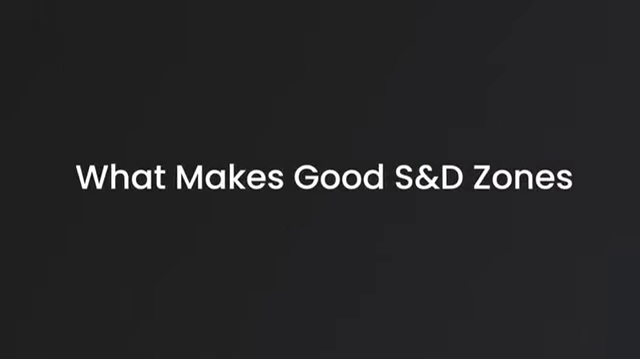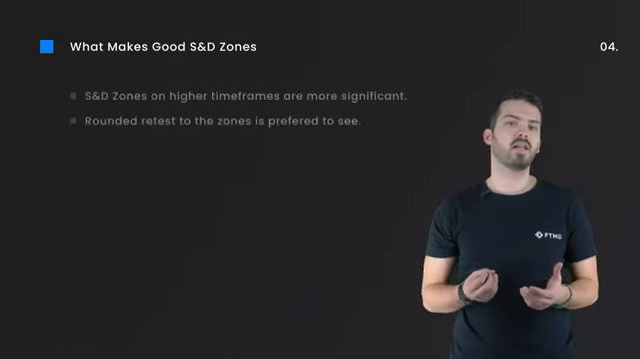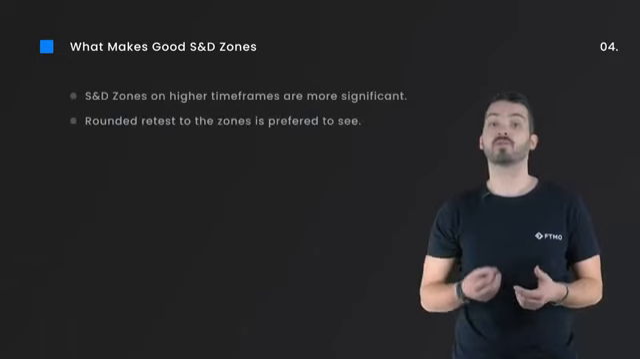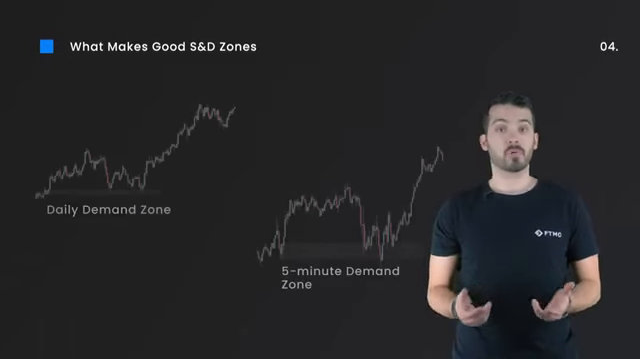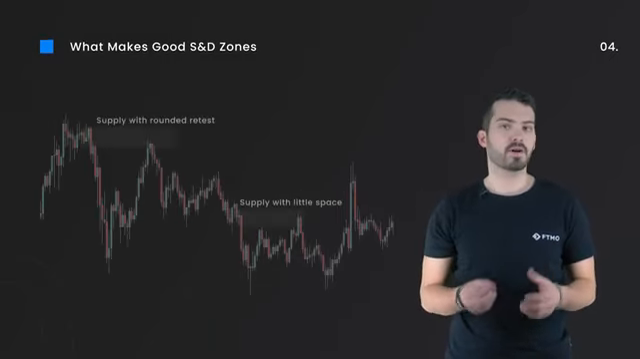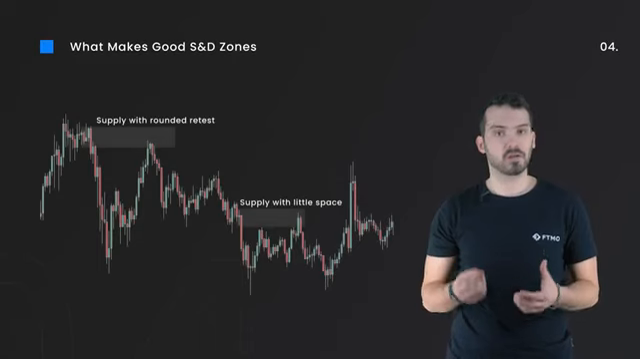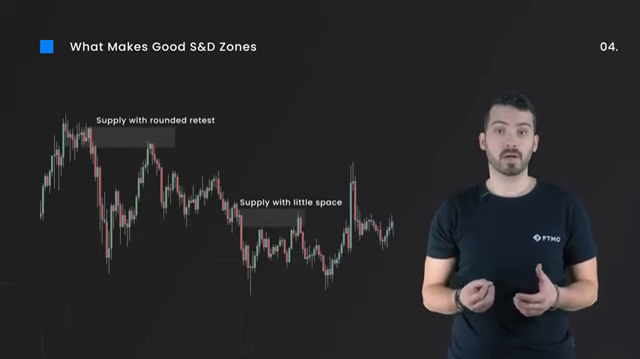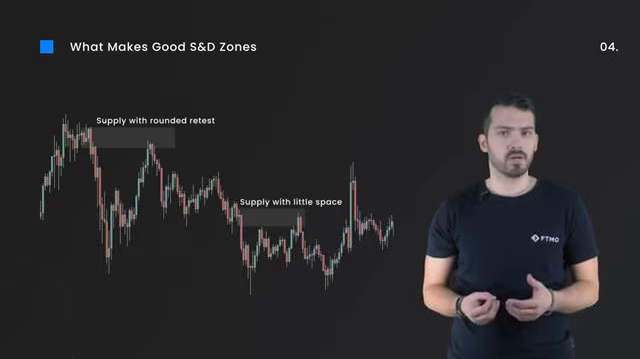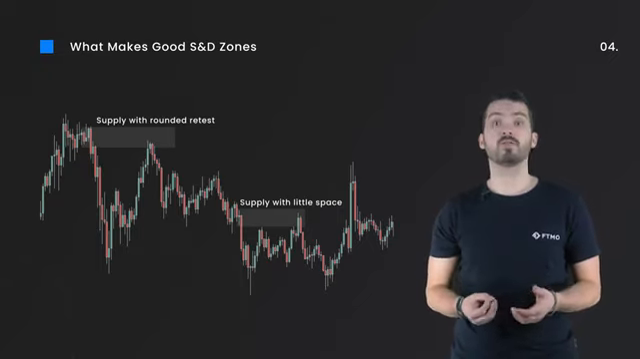What makes a good supply and demand zone? Besides a large move from the zone, we look for a few other factors that give us confluence for trades. Zones on higher time frames will always carry more value than those on the lower time frames. The time the market spends outside of the zone is also important. You don't want to see the market being crazy all over the place, going back and forth. What you prefer to see is a nice rounded retest into the zone.